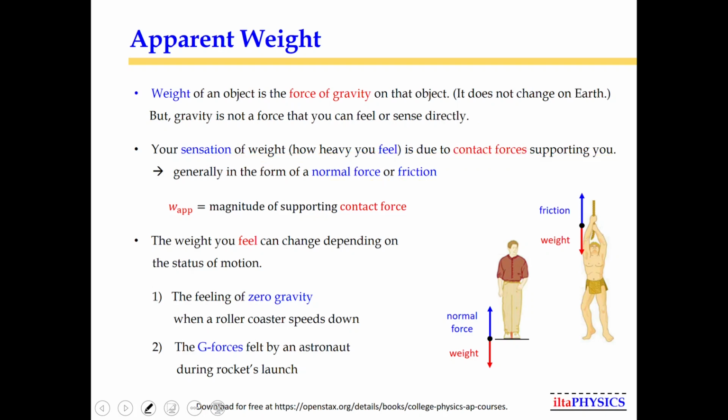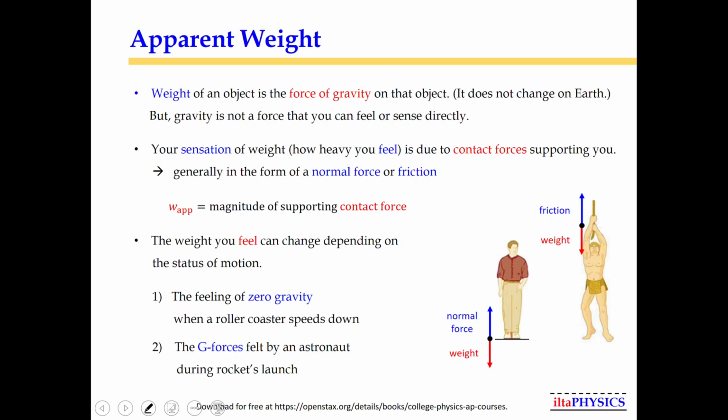As you can see in the figure on the right, when you stand on the ground, you feel your weight through the soles of your feet where you're in contact with the ground. Physically speaking, the ground pushes upward with a normal force, and that's what you perceive as your weight. If you were hanging from a rope, you would feel your weight through the tension and friction between your hand and the rope. We call this the apparent weight, and it usually appears as a normal force or a friction force depending on the situation.